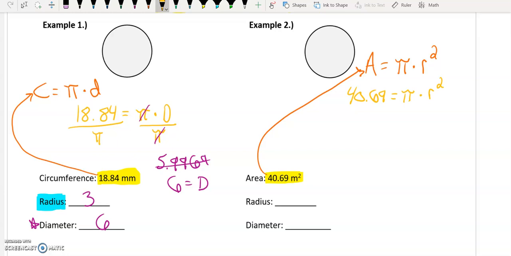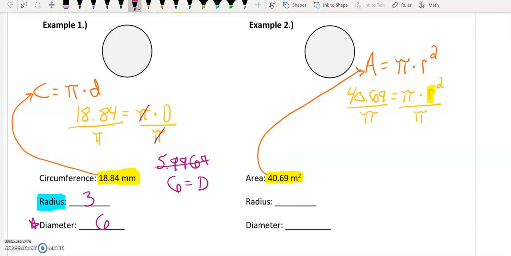Don't be concerned with the fact that it's currently radius squared. We're still going to handle it just like we did circumference. Right now, looking at this problem, 40.69 equals pi r squared. The only variable that I have is radius, so I want to solve for radius. How do I get radius by itself? Just like we did over here with circumference, we're going to get rid of that pi. So I need to divide both sides by pi.